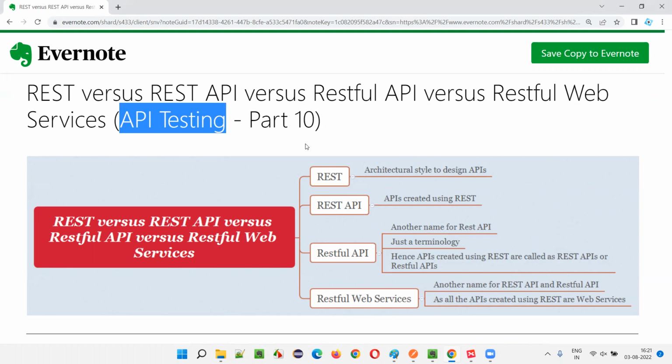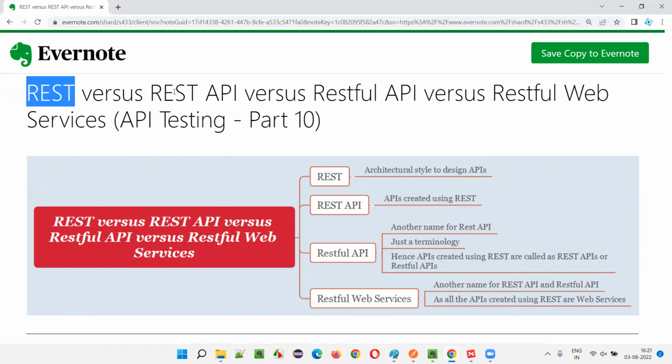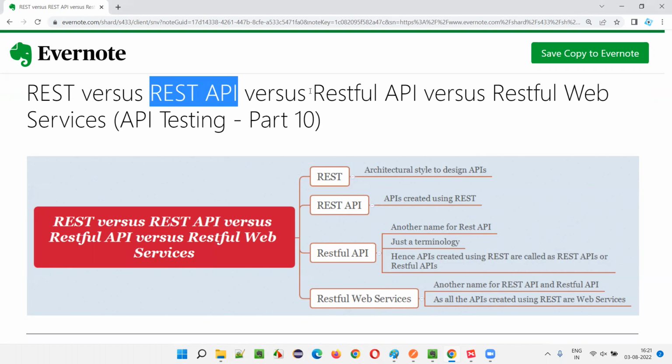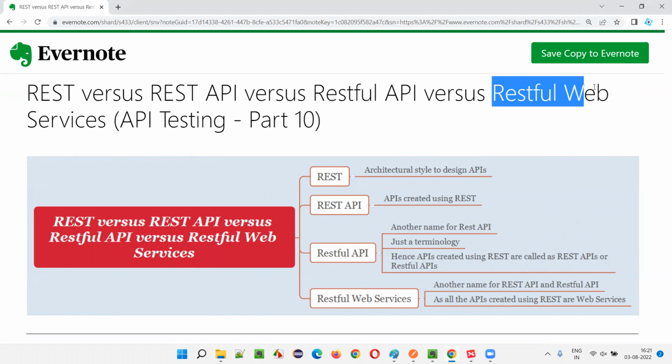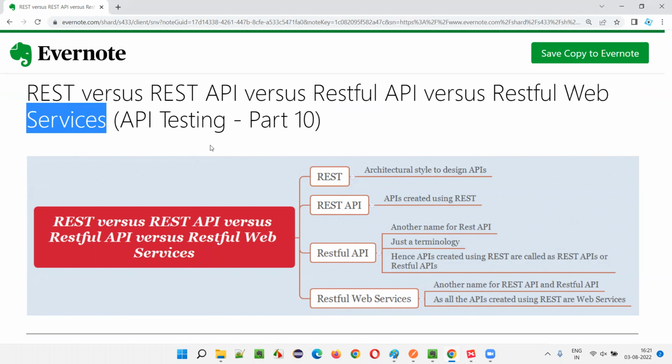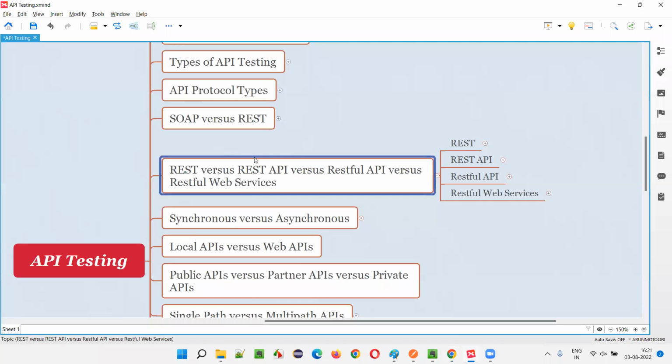In this session, I am going to explain the difference between REST API, RESTful API, and RESTful Web Services. So let's get started. There are different terms, right? REST API, RESTful API, and RESTful Web Services. These are the four terms. And what is the difference between each and every term here? I'm going to explain as part of this session.